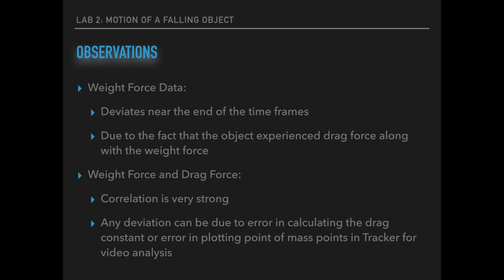Any deviation can be due to the fact that the drag force constant is not the exact constant that represents the experimental data, as we use trial and error to find a close approximation. Also, this can be due to the fact that the object was blurred when plotting the points in Tracker. Therefore, the center of the blur was used, so it is not the most accurate representation of the ball's position.